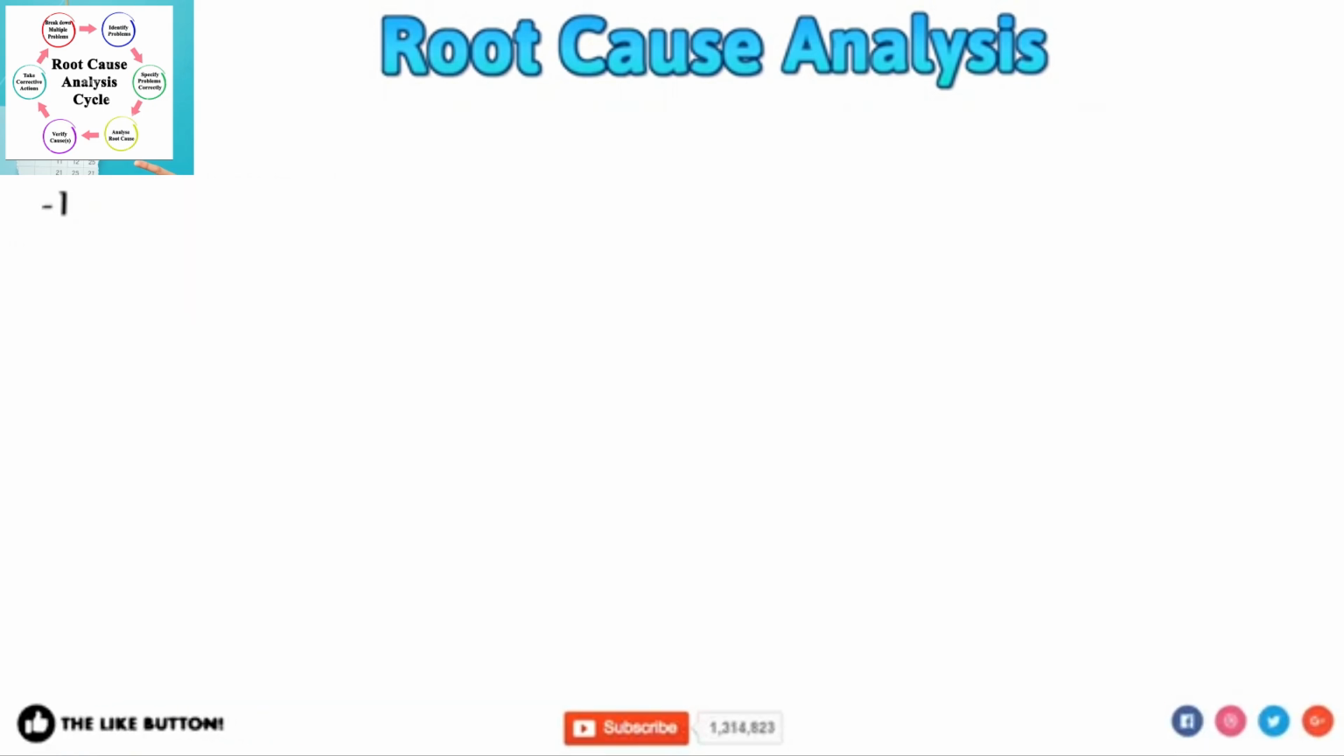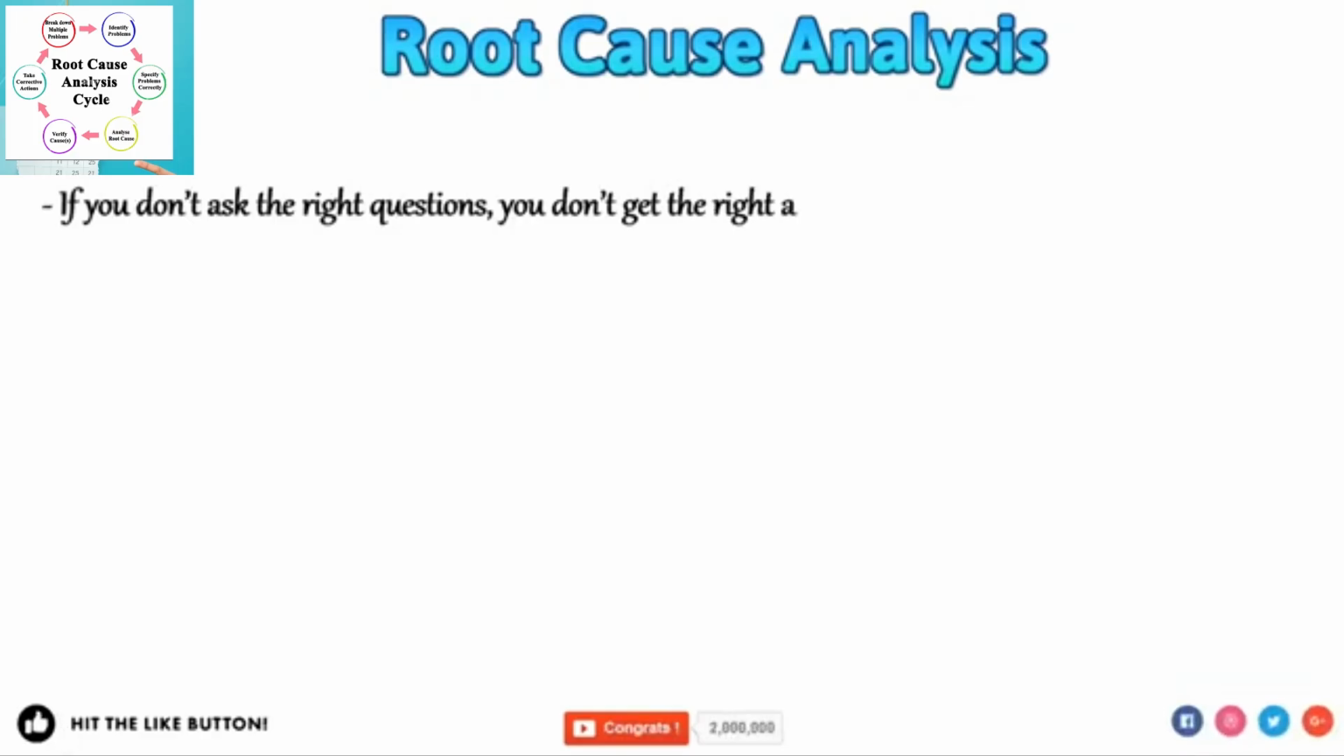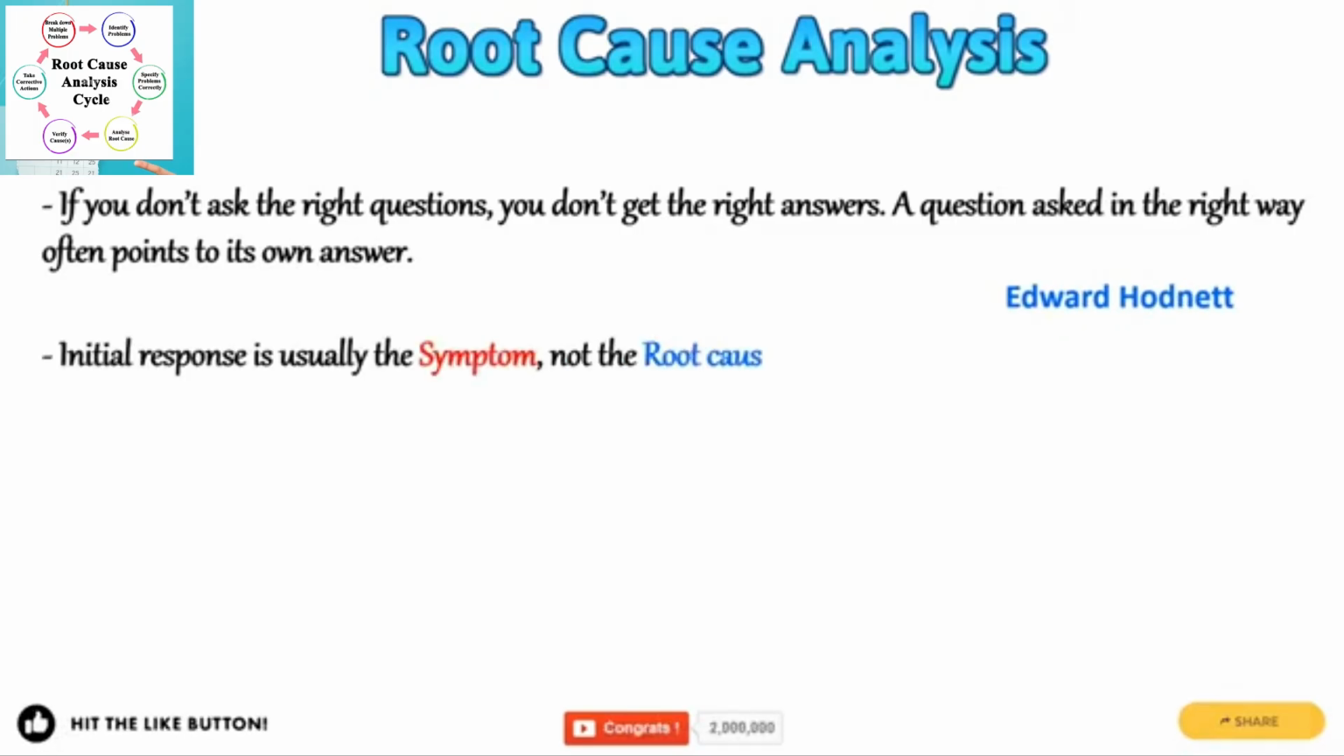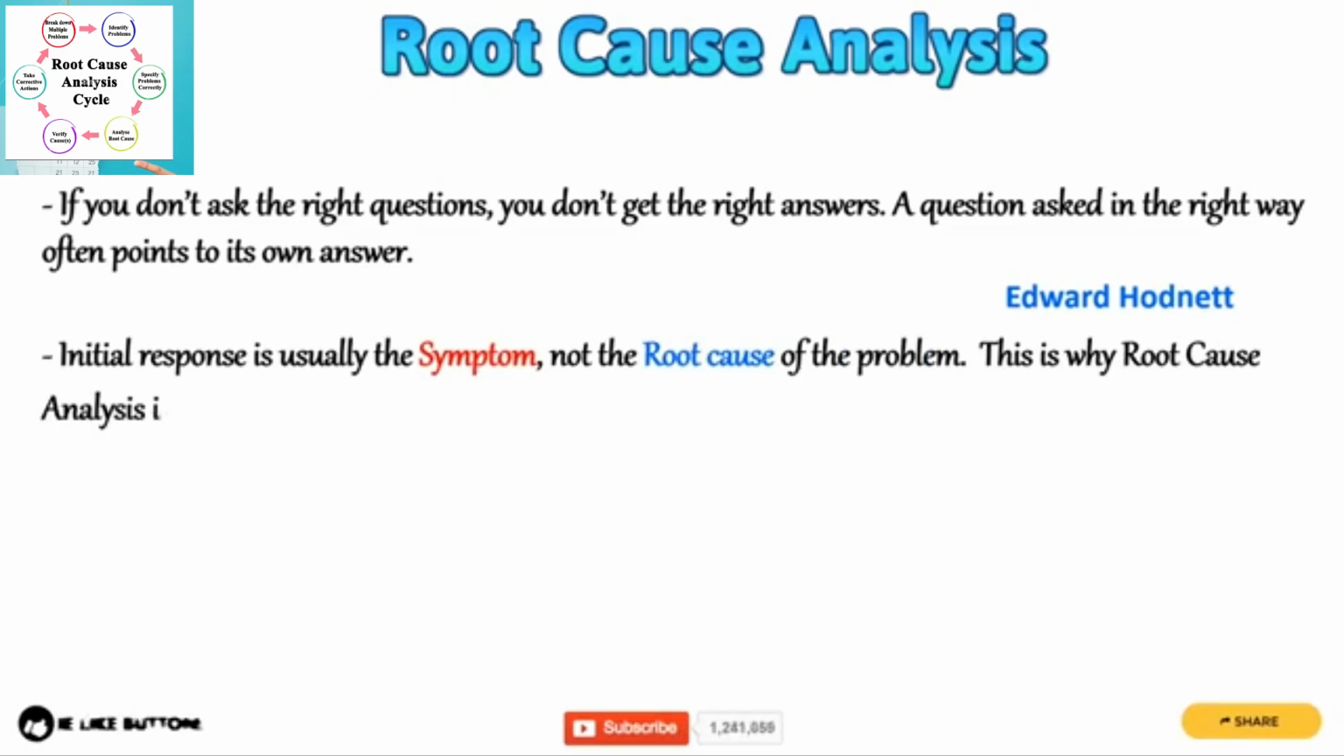One of the very popular statements is given by Edward Hodnett: if you don't ask the right questions, you don't get the right answers. A question asked in the right way often points to its own answer. The initial response is usually the symptom and not the root cause of the problem. That is why root cause analysis is a very useful and productive tool.